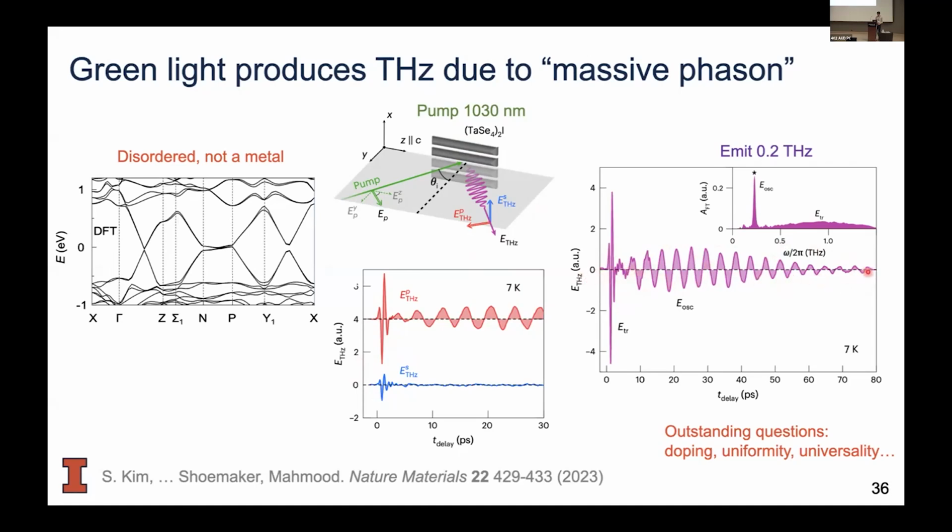It's approaching like 100 picoseconds. If you Fourier transform it, then you get this peak coming out. This tells you this frequency. This is happening at 0.23 terahertz. It's really sharp and really bright. There's no other material that gives such intense and narrow band terahertz emission as this one.